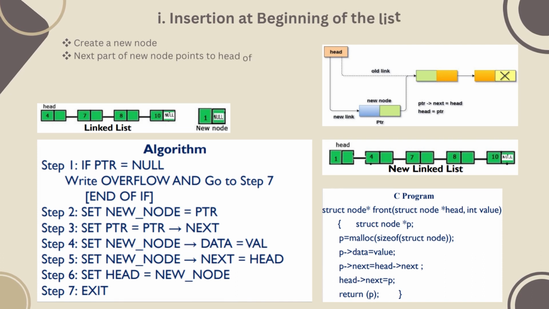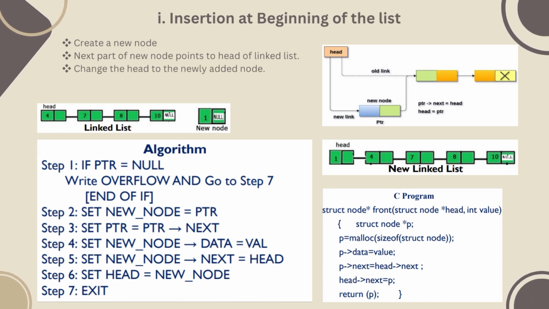Start with the insertion operation at the beginning of the list. Create a new node, then the next part of the new node points to the head of the linked list. Change the head to the newly added node. The algorithm can be: Step 1, if PTR is equal to null, write overflow condition and go to step 7. Step 2, set new node equal to PTR. Step 3, set PTR equal to PTR next. Step 4, set new node data value to val. Step 5, set new node next to head, set head equal to new node, and then exit.